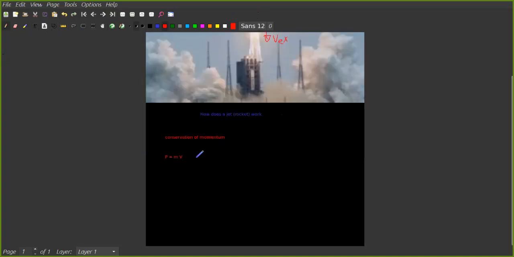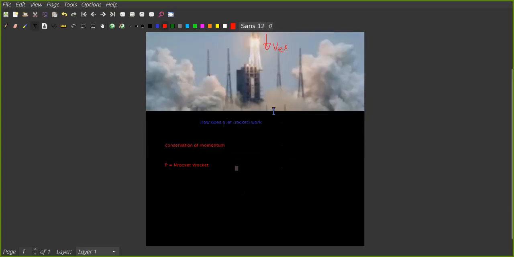So P is equal to the mass of the rocket times the velocity of the rocket. Let's say that this is at time t, and P is going to be that. But let's say that we let a dt more, a delta t.